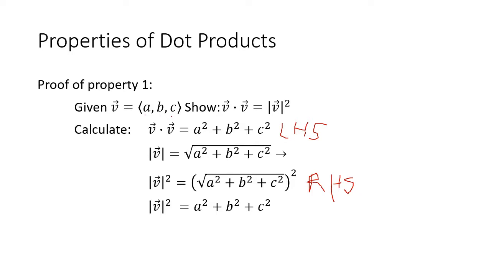Well, wait a minute. Now I showed that my left-hand side is equal to my right-hand side, and therefore the dot product of any vector dotted with itself is equal to the magnitude of that vector squared. And we just completed our proof.